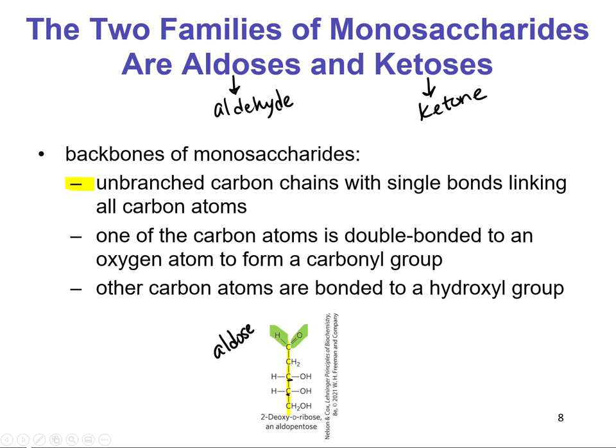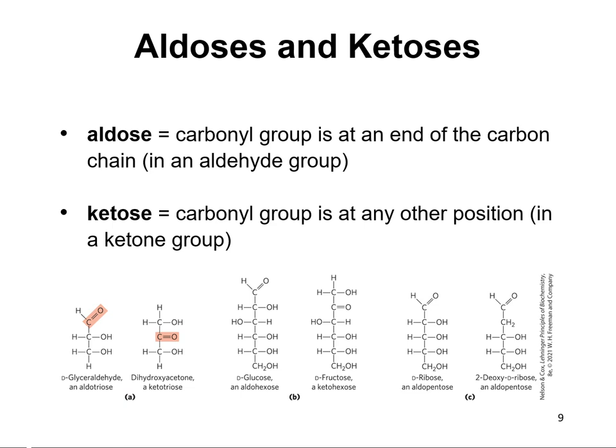All the other carbon atoms are bonded to a hydroxyl group, and they also have hydrogen, but we don't really care about that. One of the defining features is all the carbons have some kind of oxygen bound to them. So just to go through the aldose and ketose identification again, the aldose, the carbonyl carbon, is at the end of the carbon chain, so an aldehyde group.